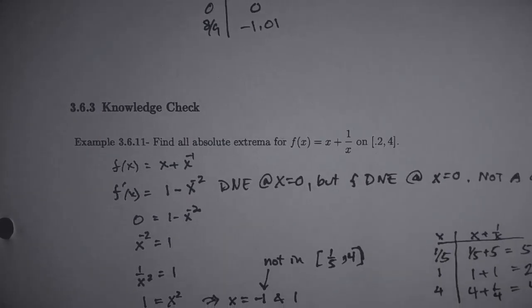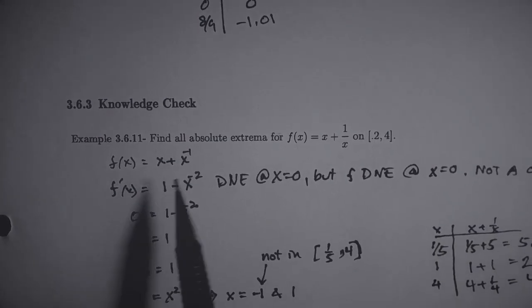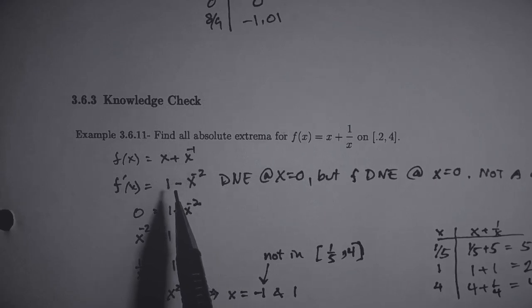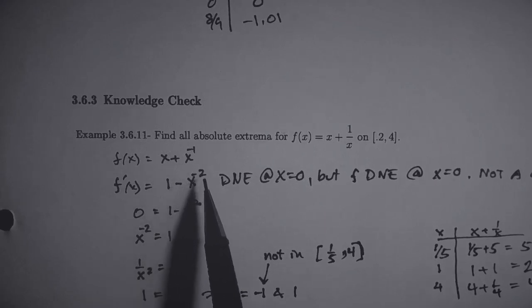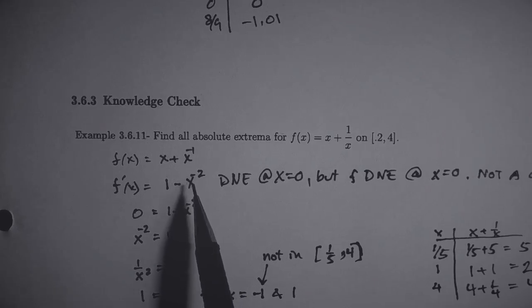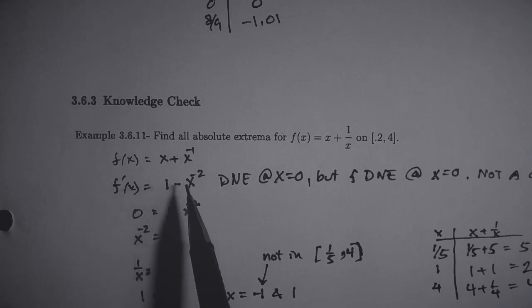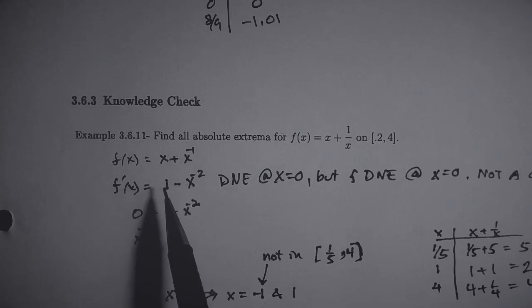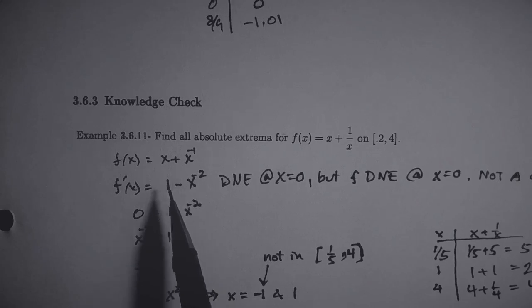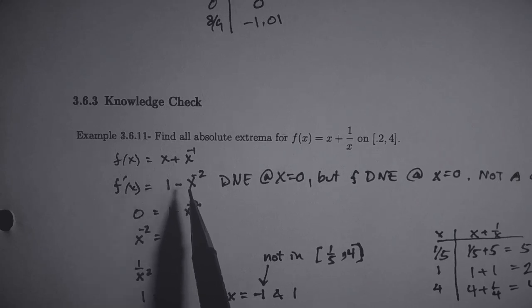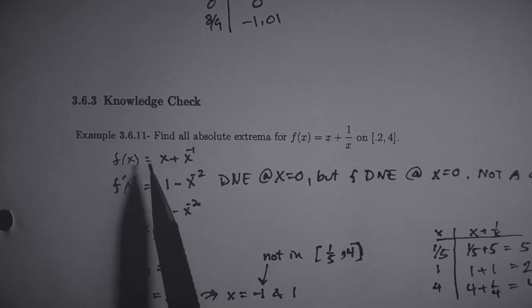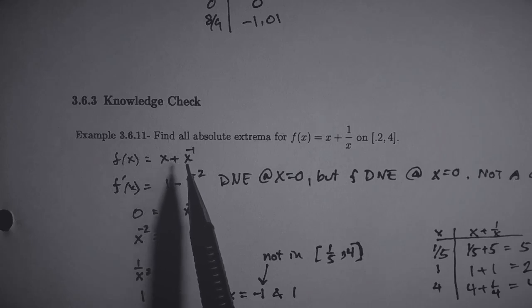In order to make differentiation easier, I wrote this as x plus x to the -1. The derivative is 1 minus x to the -2 using the power rule. So these negative exponents mean that this function doesn't exist at x equals 0. I wouldn't call that a critical point though. I wouldn't penalize you if you did, but I don't think it's a critical number because the function itself isn't defined at that x value.